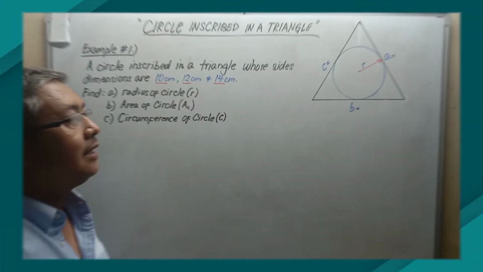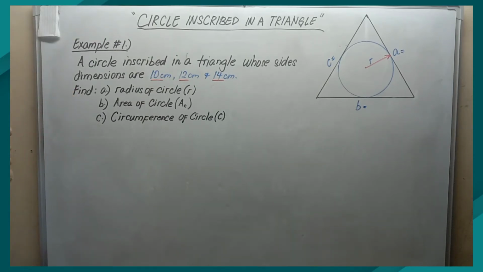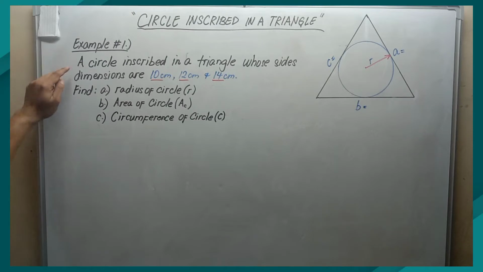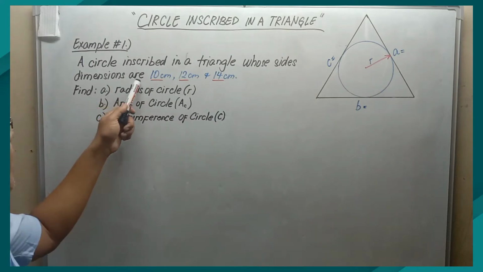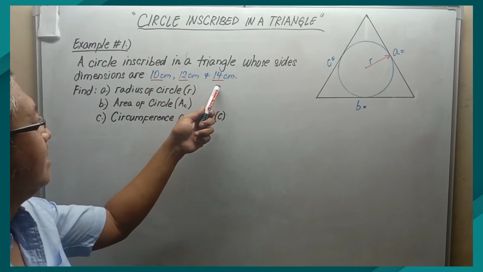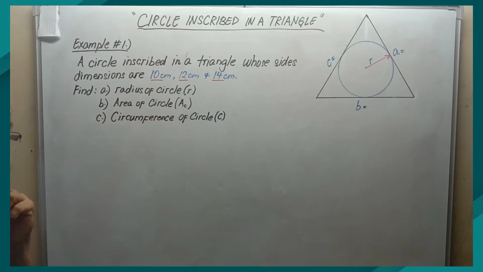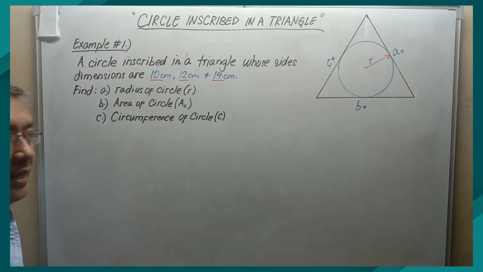Hey guys, we're back. As I said earlier, I have here an example problem regarding a circle inscribed in a triangle, in order to understand how to use the equation we studied earlier. The problem states that a circle is inscribed in a triangle whose side dimensions are 10 centimeters, 12 centimeters, and 14 centimeters. Find the radius of the circle, first requirement. Second is the area of the circle. And last one is the circumference.